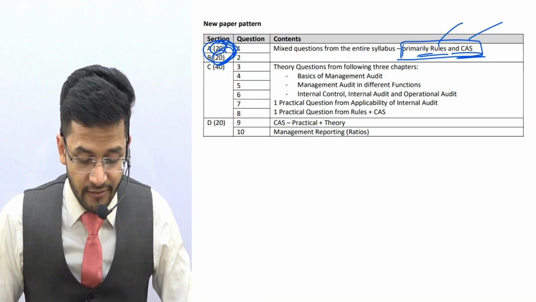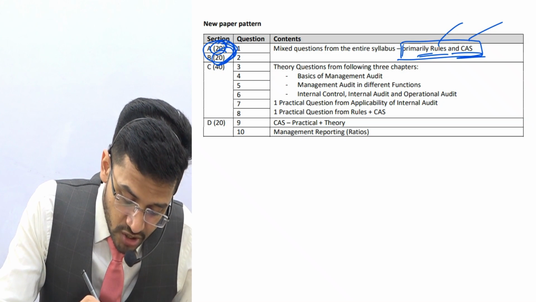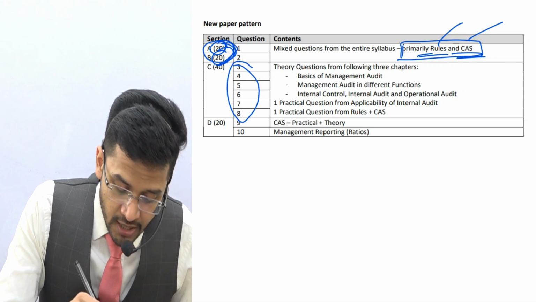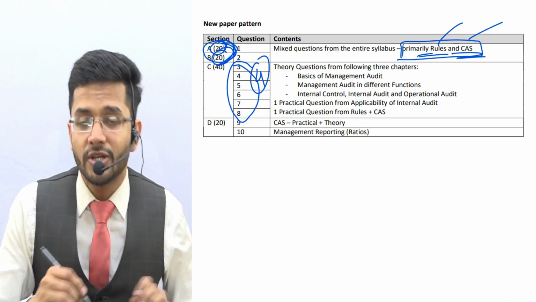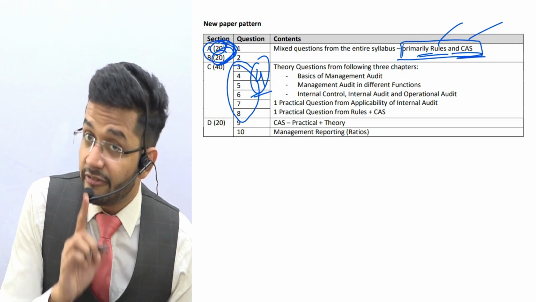3, 4, 5, 6, 7, 8. And out of these 6 questions, you need to do only 4 questions, which is for 40 marks. So out of these 6 questions, you have to attempt 4 questions, 10 marks each, 40 marks. Now, where were these questions from?